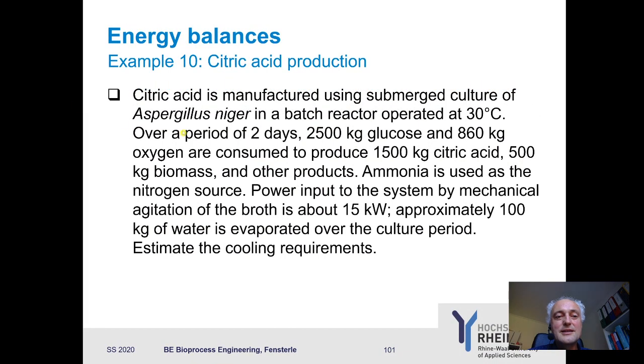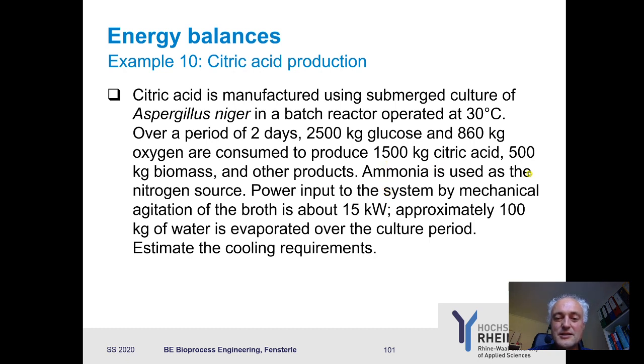This is the example. The example is that we manufactured citric acid using Aspergillus. The batch reactor is operated at 30 degrees over a period of 2 days. We consumed 2,500 kilograms of glucose and 860 kilograms of oxygen, and produced this amount of citric acid and so on. Ammonia is used as nitrogen source.